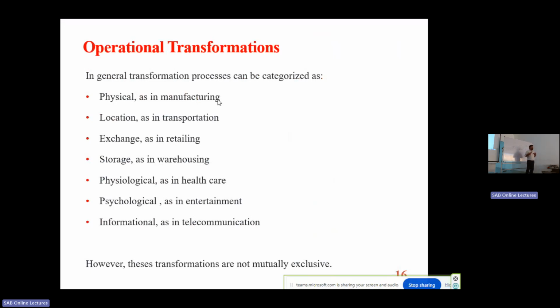Any treatment to the human body, we call it physiological transformation. We can see this in industries like healthcare. We don't call them physical, but physiological: surgeries, or any other treatments. In a business like a salon, what happens? Some kind of treatment, physiological. Spa, physiological. Gyms, fitness centers, physiological. Can you understand it?